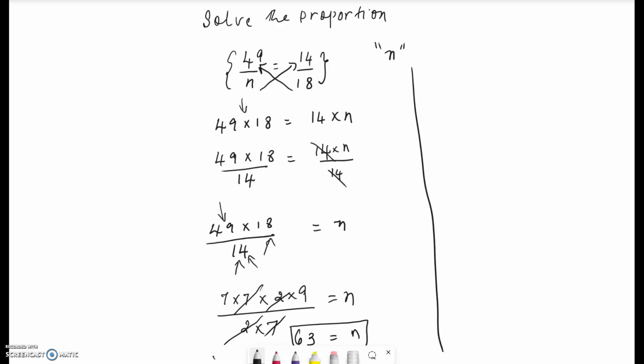Now let's check if the answer is correct by plugging the number back into the equation. So we're plugging it back in here. So we substitute n equals 63 and then we have 14 over 18. We could cross multiply. So 49 times 18 is equal to 14 times 63. This is one way of doing it. Or you could simplify both sides completely.